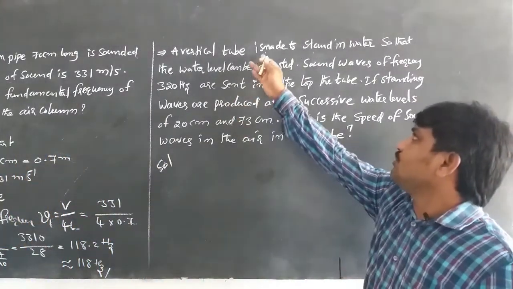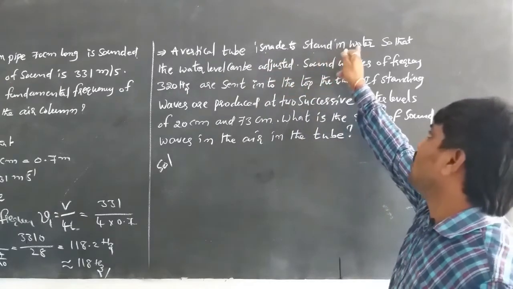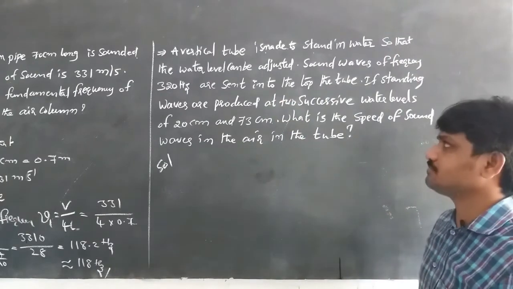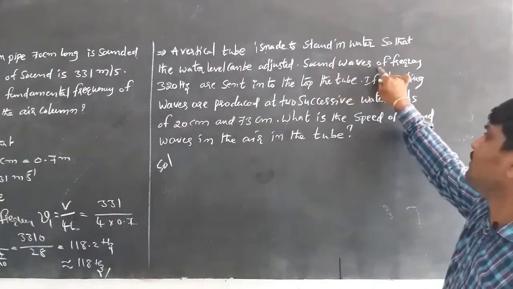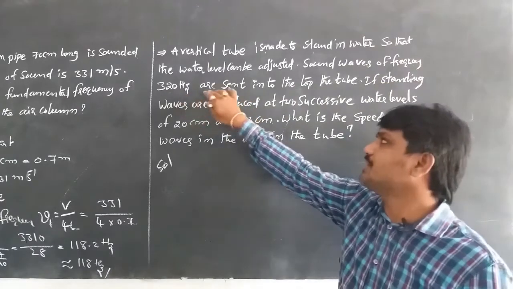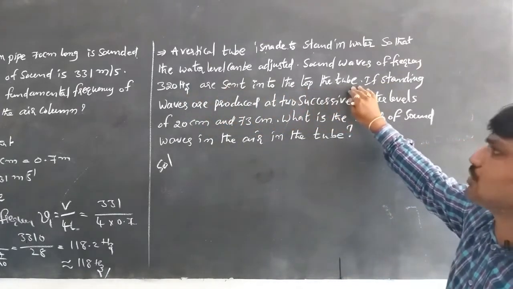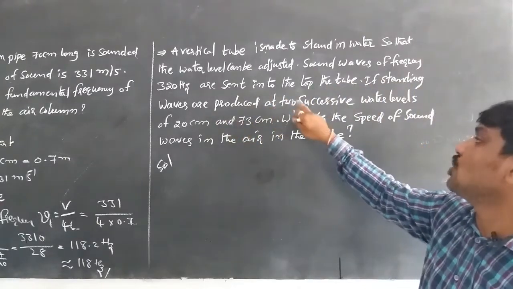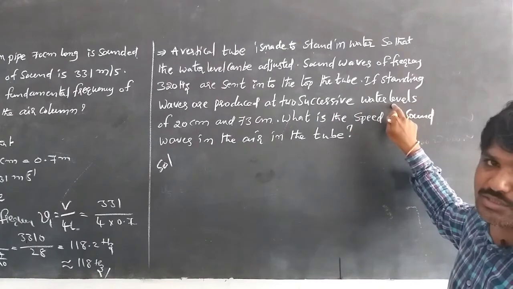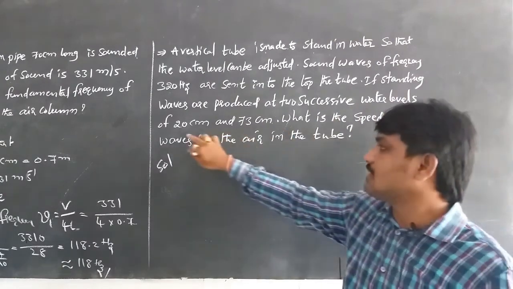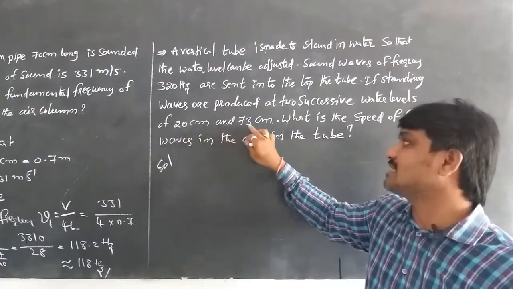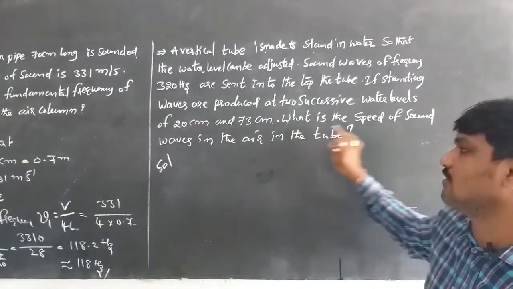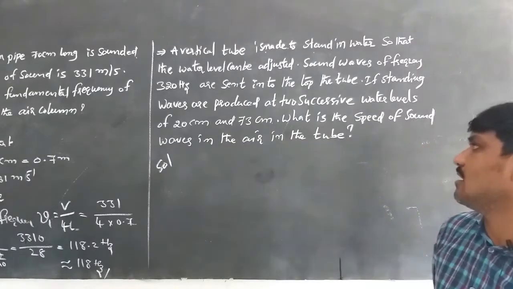A vertical tube is made to stand in water so that the water level can be adjusted. Sound waves of frequency 320 Hz are sent into the top of the tube. If standing waves are produced at two successive water levels of 20 centimeter and 73 centimeters, then what is the speed of sound waves in the air in the tube?